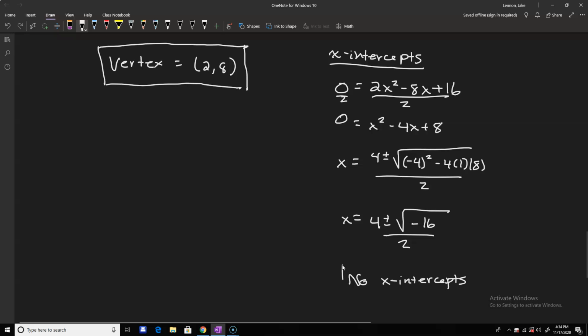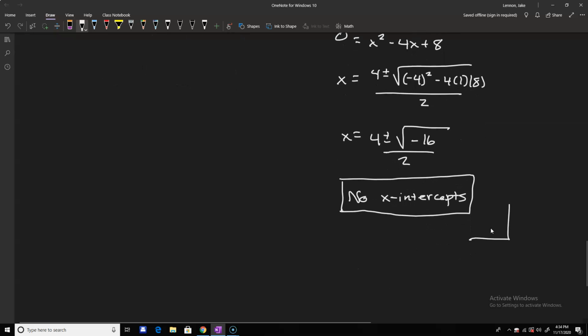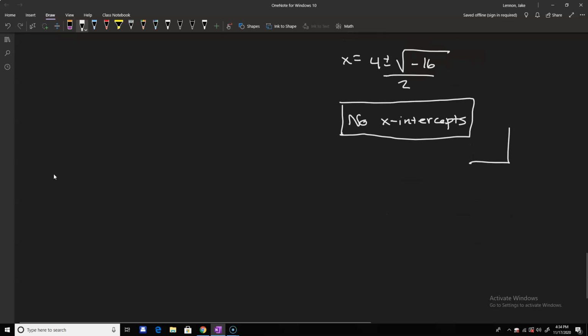Or you could put maybe DNE for does not exist. So that is it for that question. We have the vertex, we have one y-intercept, and we have 0 x-intercepts. Okay, number 5, let's say describe the end behavior of each polynomial.